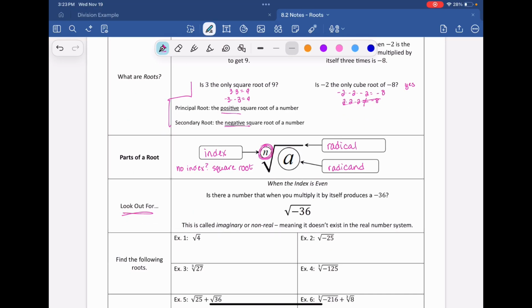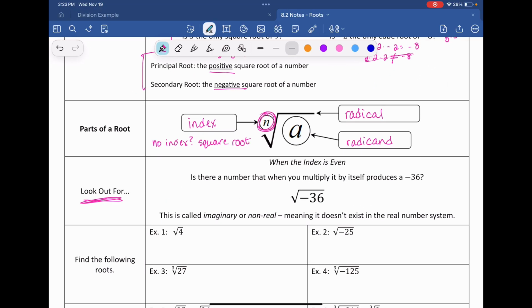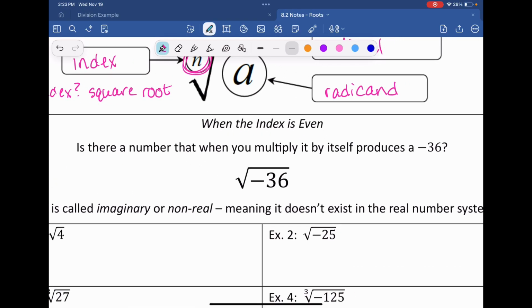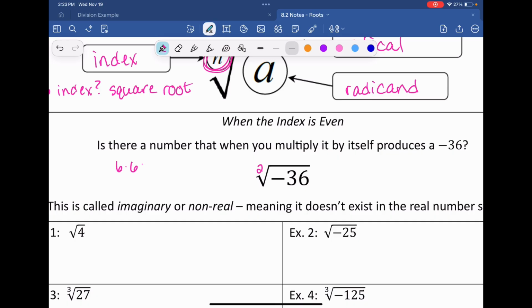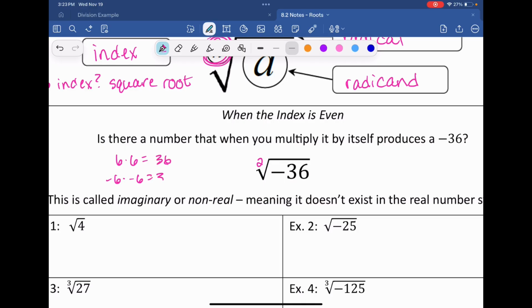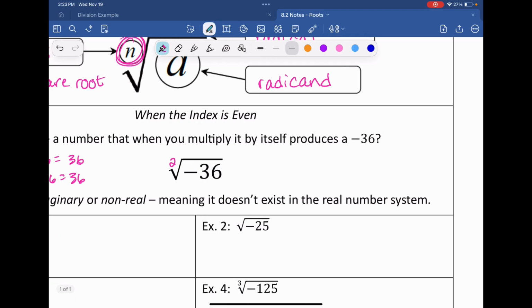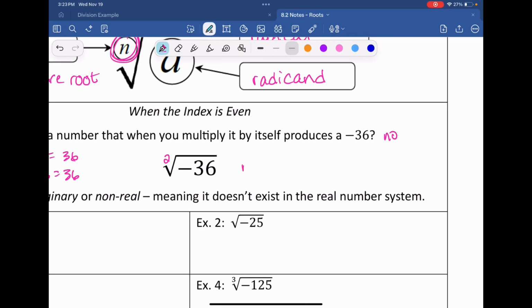Now, the thing you do need to watch out for is when the index is even. There I have an understood square root. Is there a number times itself that produces negative 36? My only two options are 6 and 6, and negative 6 and negative 6. But both of those get positive 36. So is there a number times itself that gets you a negative? No. This is not real. We'll get to what that actually looks like in another section, but for now, it's not real.